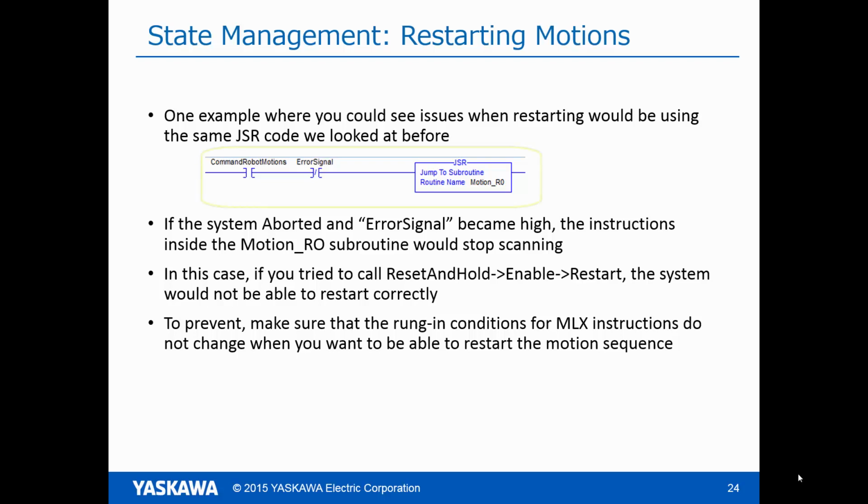Consider the ladder code we looked at before. Now let's consider the case where some external device had an error that triggers an MLX abort and also turns on the error signal bit. If this happens, the motion instructions inside the motion R0 subroutine will stop scanning, and you will not be able to do an MLX reset and hold, enable, and restart sequence. To prevent this, make sure that the rung conditions of the MLX instructions do not change when you want to restart the motion sequence.